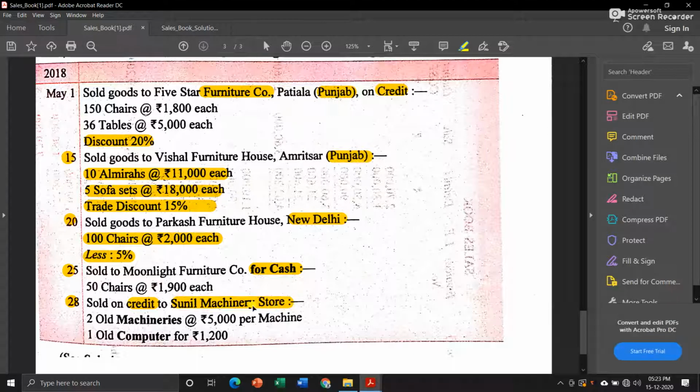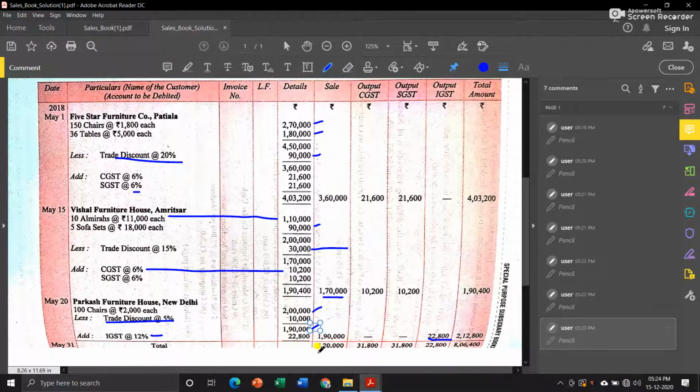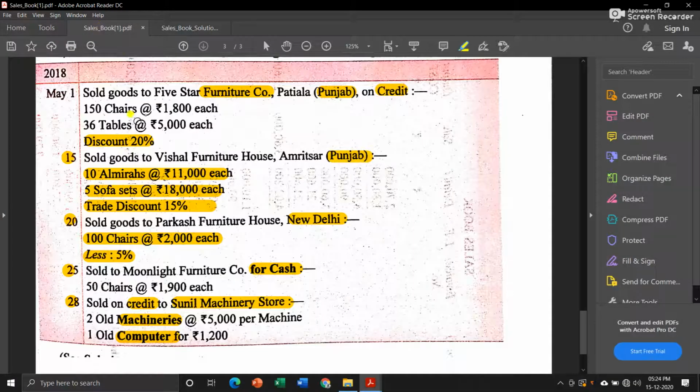Now when they say machinery store, we have to see what kind of things we are selling. 2 old machineries and 1 old computer. Now when you see machineries, computer, they are not included in furniture. These are separate electronic goods, so it will not come into the category of our business's goods, so we will not record it in our sale book. That means our question is finished here, and we will add up all the individual column totals. So finish. Now this is how you prepare the sale book.